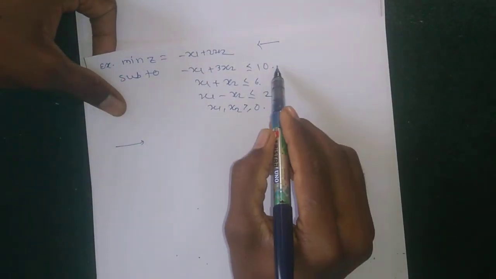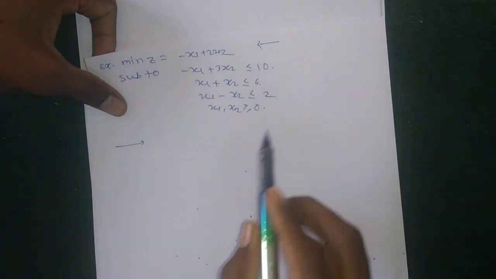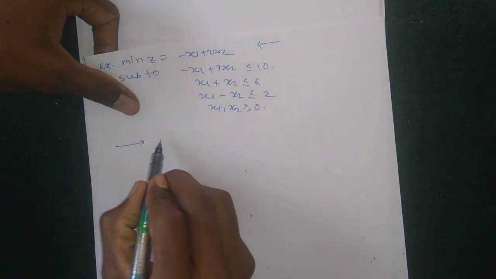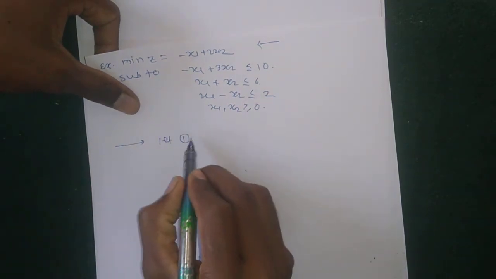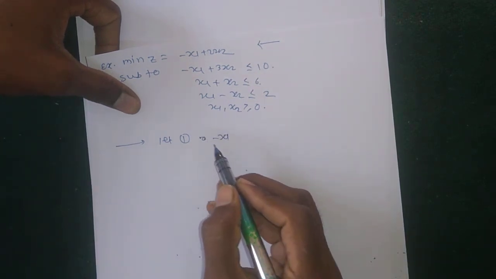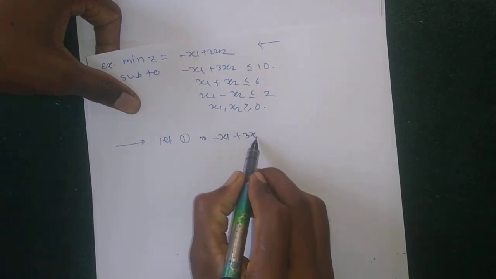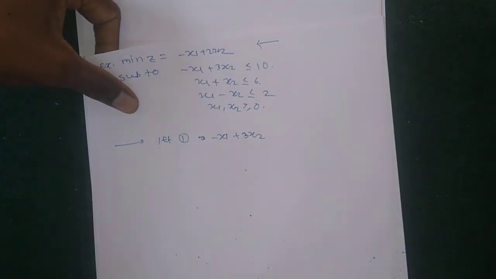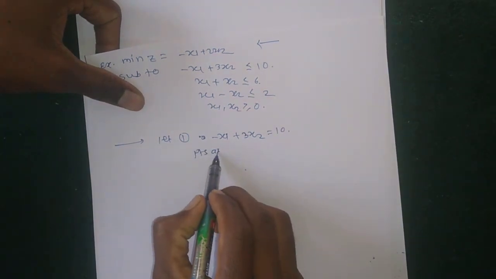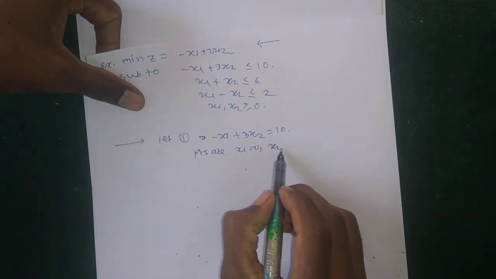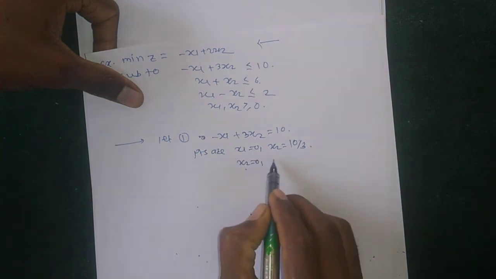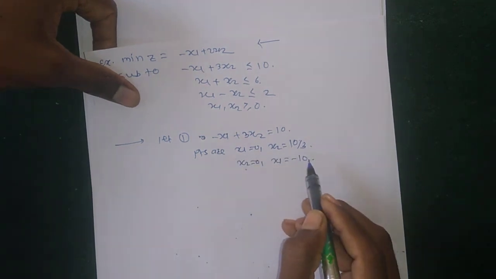Firstly, we write all constraints in equality form, converting inequality to equality, and then find points. Let the first constraint be minus x1 plus 3x2 equal to 10. Points are: when x1 is equal to 0, then x2 is equal to 10 by 3, and when x2 is equal to 0, then x1 is equal to minus 10.